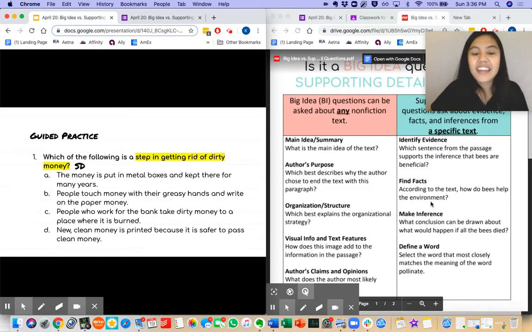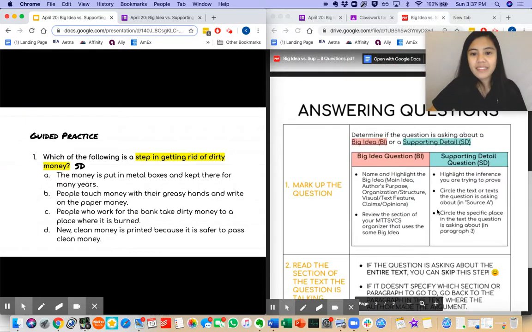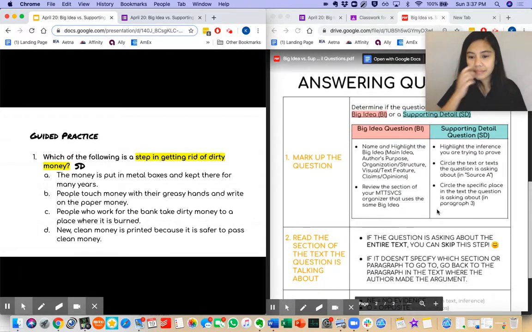Good. Now, let's use our PO codes to answer the question. A. The money is put in metal boxes and kept there for many years. That tells me what happens to the dirty money, but it doesn't sound like this is a step in getting rid of it. So I think that this is not relevant. This answer is answering a different question.